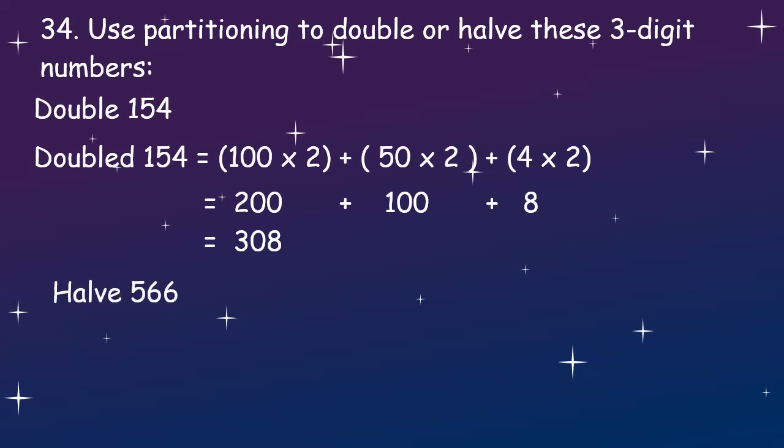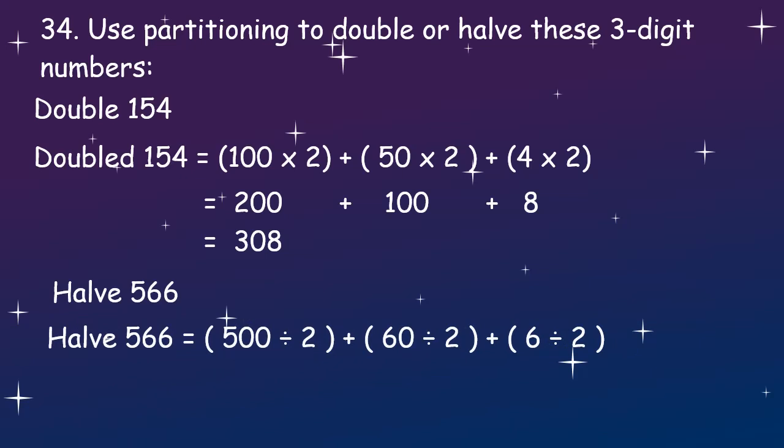Let's halve 566. Partition it first into 500 plus 60 plus 6 and divide each by 2. 500 divided by 2 is 250. 60 divided by 2 is 30. And 6 divided by 2 is 3. Add these together, we get 283. So half of 566 is equal to 283.